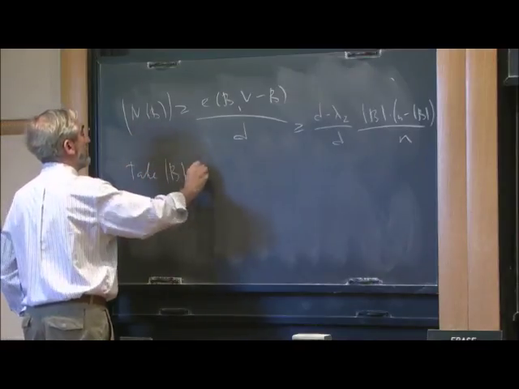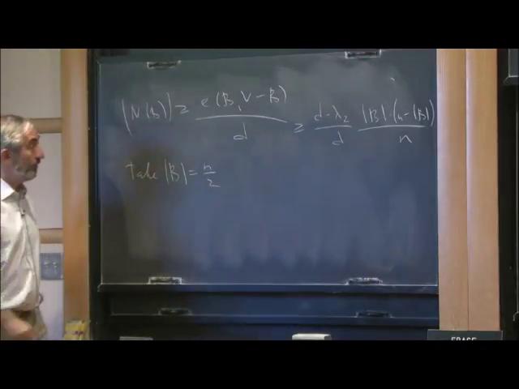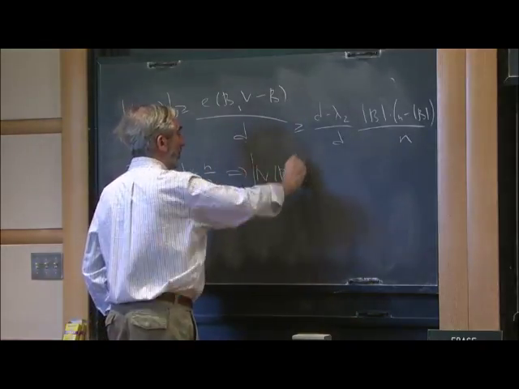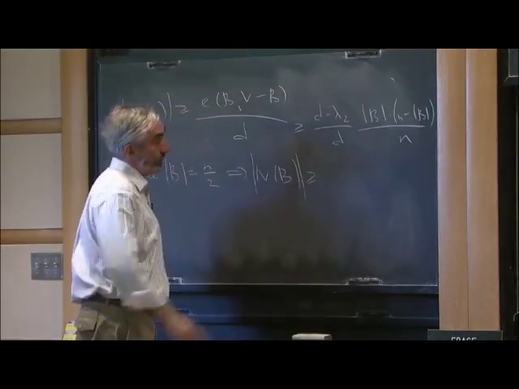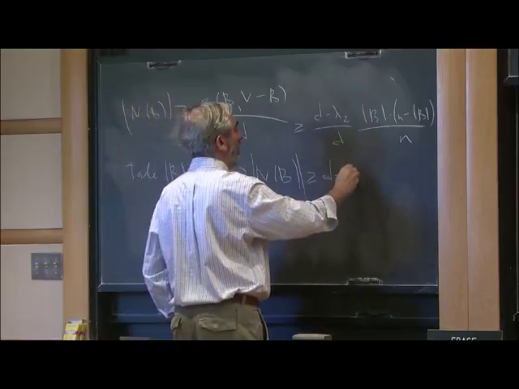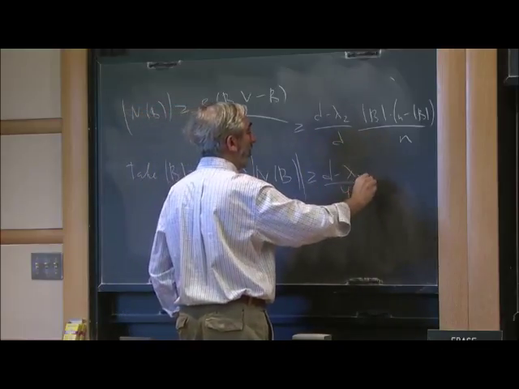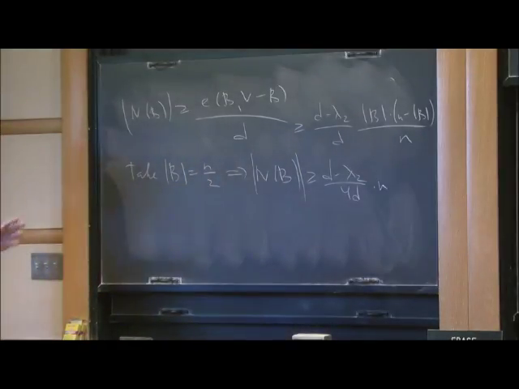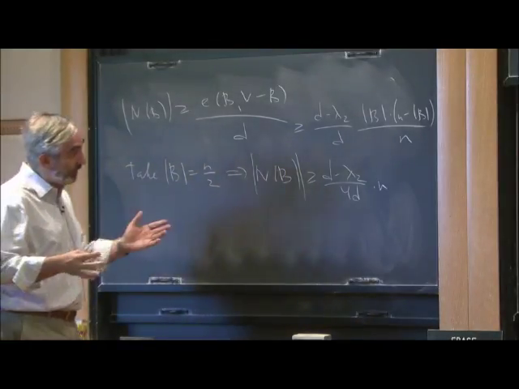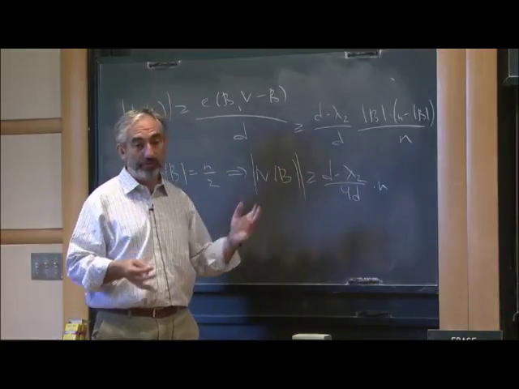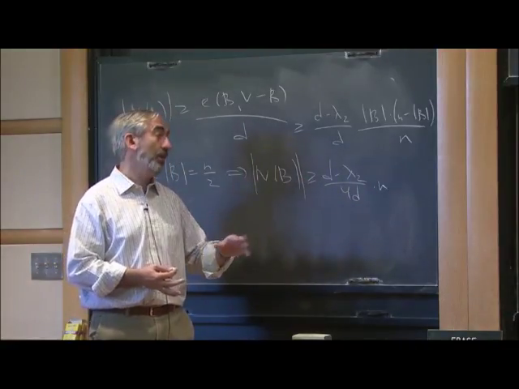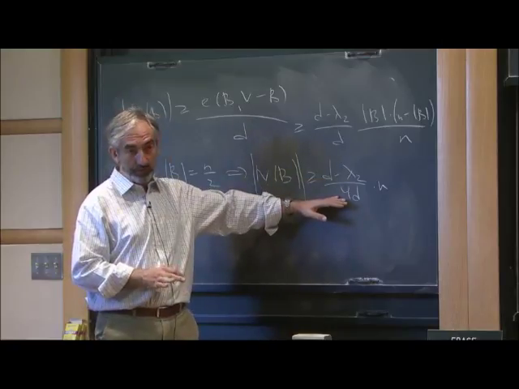So that's the expression. Now, for example, if we take B to be of size n over 2, what we get here is that the cardinality of the external neighborhood of B is at least as large as, you can substitute here, D minus lambda 2 divided by 4D times n. So in such a graph, if you know some information about lambda 2, and presumably lambda 2 is smaller, maybe even much smaller than D, then what you get is every set of size n over 2 has a fairly large external neighborhood.